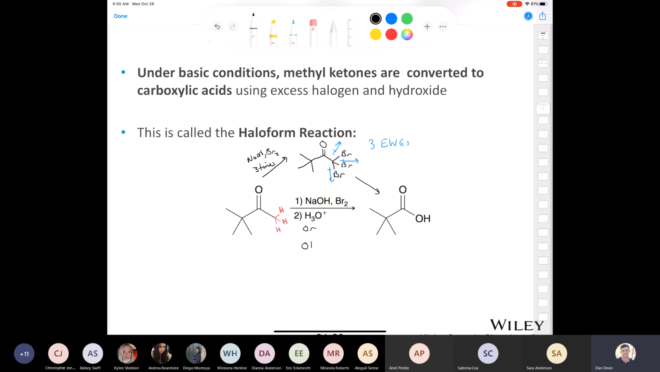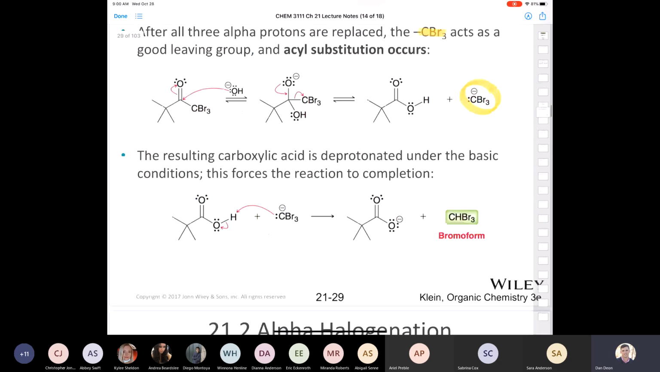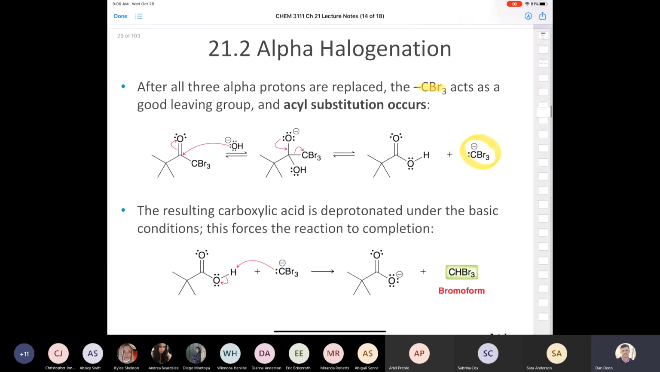Or hydroxide, like that. So when we treat that intermediate with hydroxide, it comes in and acts as a nucleophile. And you're like, well, that looks like a nucleophilic acyl substitution to me, Mr. Dion, and you're absolutely right. But check this out. What's the driving force for this reaction? Because the CBr3 minus can act as a leaving group, but it's still not that hot of a leaving group. What's the driving force?